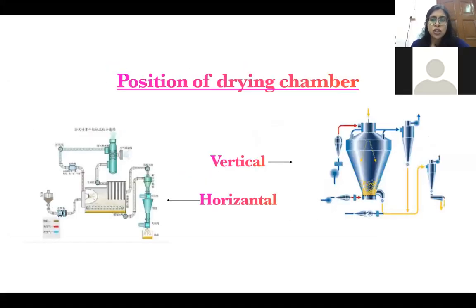Then comes the next one, the position of the drying chamber. So the drying chamber may be vertical or horizontal. Here you can see a vertical one, and on the left you can see a horizontal one.